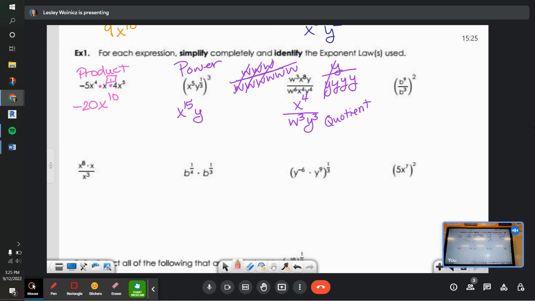Okay, this next one has 2. What is happening inside parentheses where we can simplify? It's the quotient inside. Okay, what do I do with the 9 and the 3? Okay, so I have b to the 6th. 9 minus 3 is 6. And then what do I do? 6 times 2, which rule is that? Okay, this is power to a power rule.